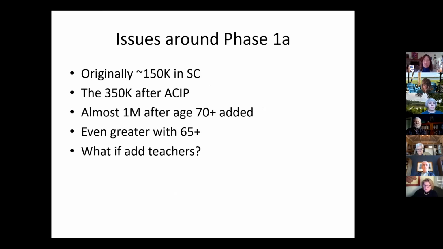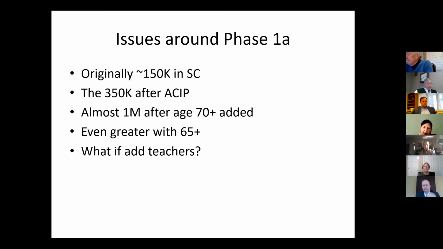This was the slide that I was adding last minute. What are these issues around phase 1A? Originally in South Carolina, when we were thinking about phase 1A, we calculated that we would give vaccine only to those healthcare workers who were working with the sickest of the sick, the people who were in the acute care settings of hospitals with inpatients, and maybe not just intensive care unit, but working with patients in hospitals, because if those workers dropped out because they got sick or even just had to quarantine, we would be in trouble with our hospital capacity. We estimated that that was about 150,000 people in South Carolina.